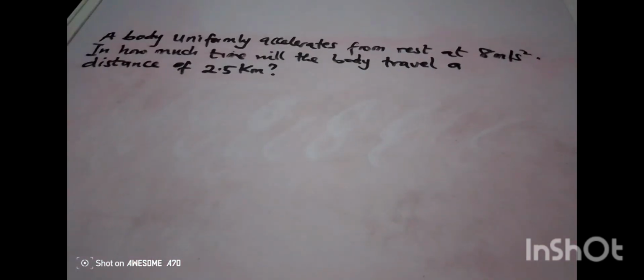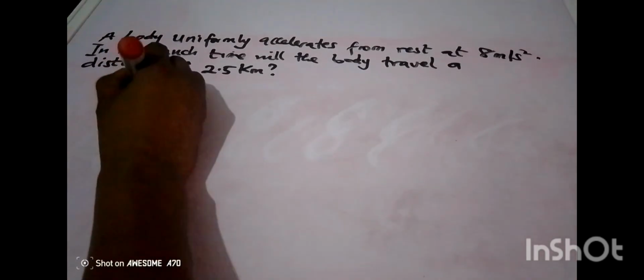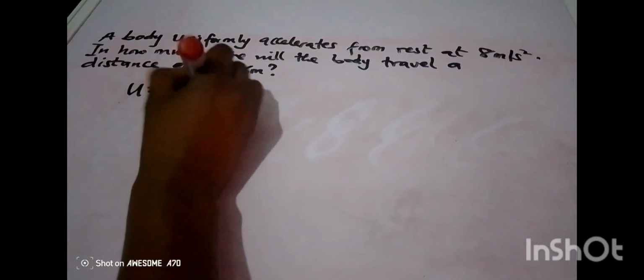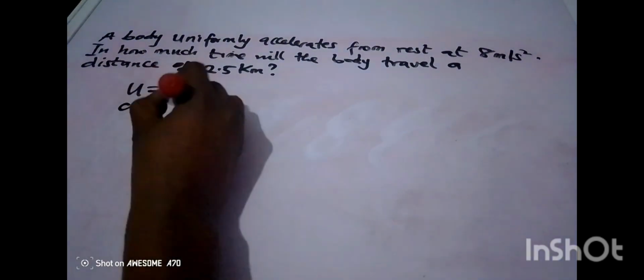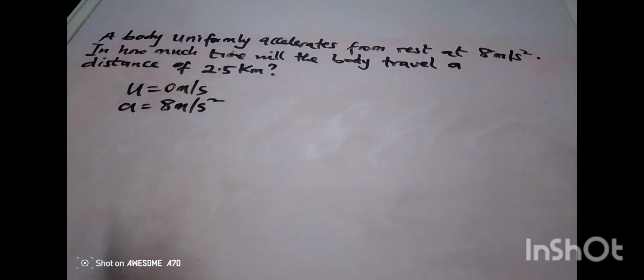All right, let's look at this one. A body uniformly accelerates from rest at 8 meters per second squared. In how much time will the body travel a distance of 2.5 kilometers? So let's pick parameters. The body uniformly accelerates from rest, so u is 0 meters per second, and the acceleration a is 8 meters per second squared.